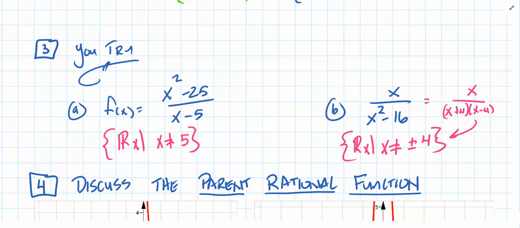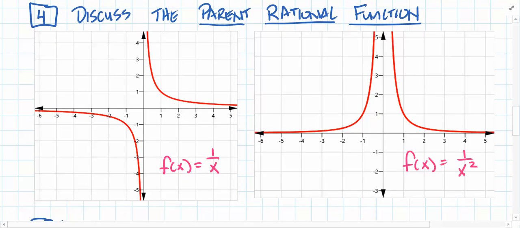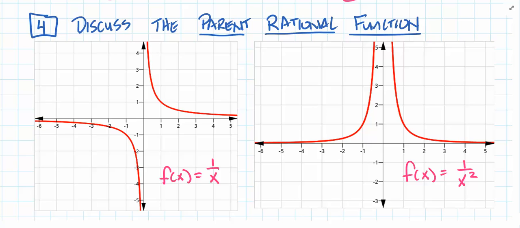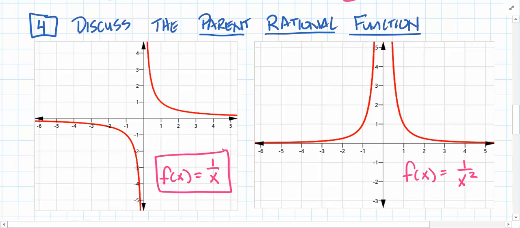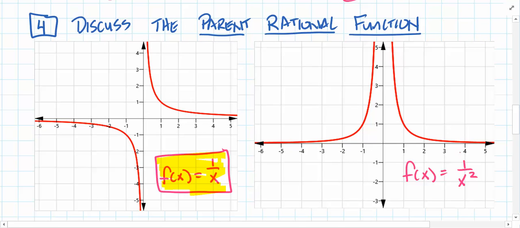Okay, we are going to now have a little discussion about the parent graphs of rational functions, and in particular, we're going to take a look at these two functions very closely. The first one is going to be 1 over x, and I've given you the graph. It's right here, so I'm going to highlight this one. We're going to talk about this function, 1 over x, and then we're also going to talk about 1 over x squared, this function over here. All right, these two functions, let's have a little conversation about them.